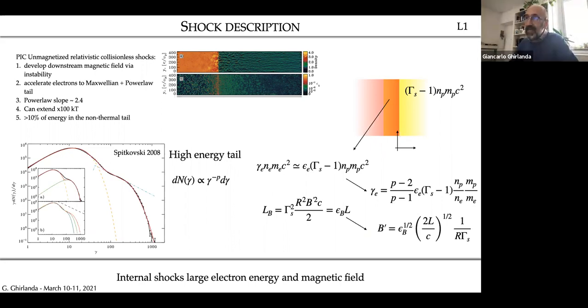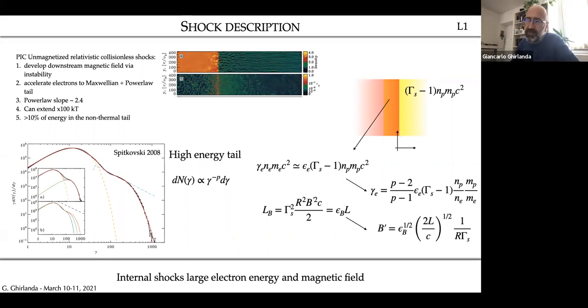The key point is that the electrons which are accelerated behind the shock, in the downstream region, get a fraction of the energy of the upstream protons. The description of the shocks can be done either with complicated simulations of the shock, or in a very simplified way. This is what is done in GRB physics, by simply assuming that a fraction epsilon_e of the upstream flow is shared with the electrons. By taking this equation, you end up with the typical energy of the accelerated electrons, which for typical values is of the order of 10^4 to 10^5.